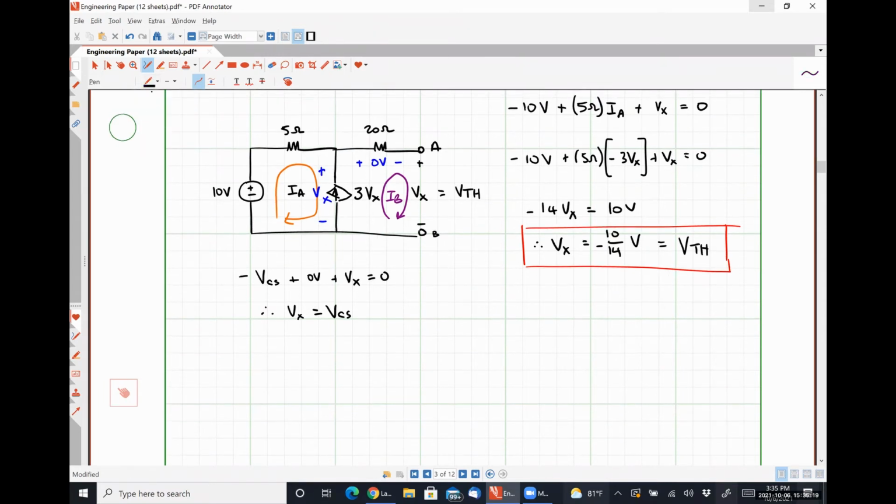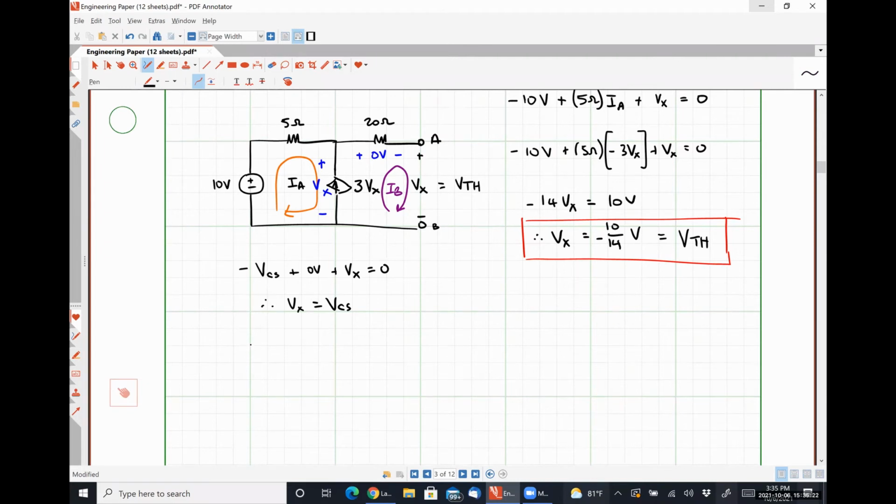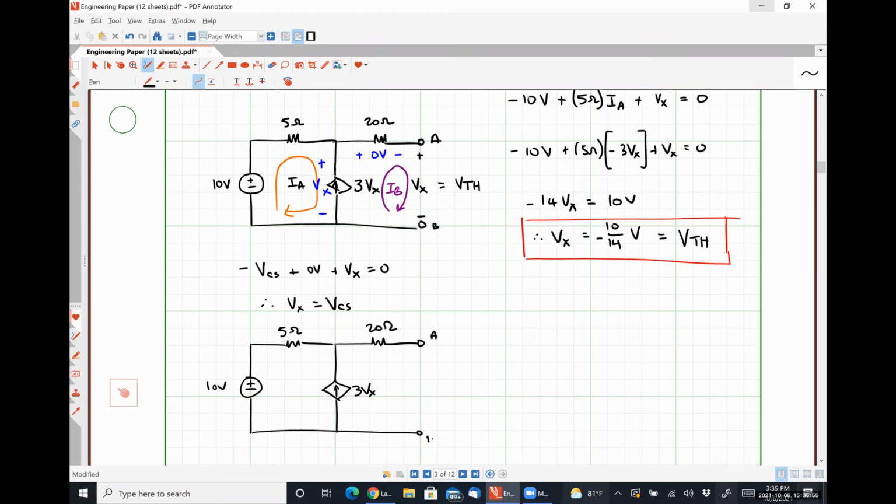So, Norton current. We have our 10-volt source. We have our 5 ohm resistor. We have our 3Vx dependent current source. We have our 20 ohm resistor. Here's terminal A. Here's terminal B. Here is our voltage Vx.